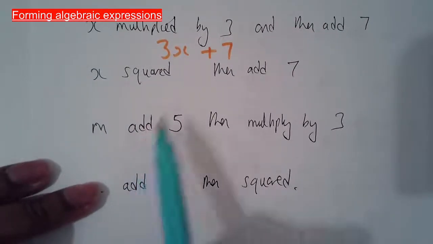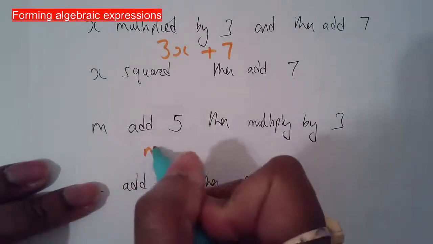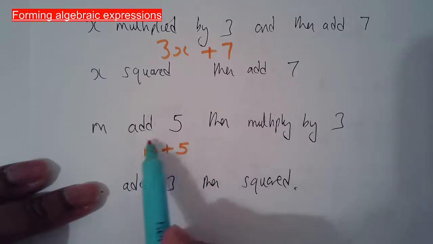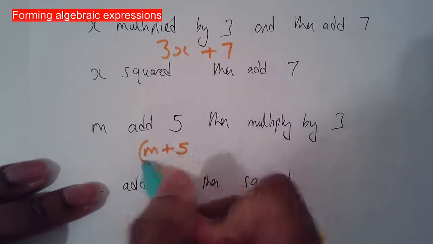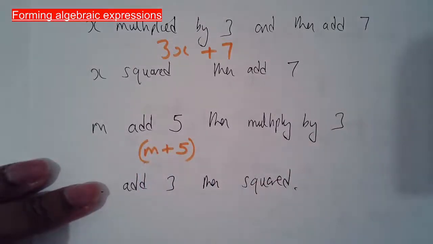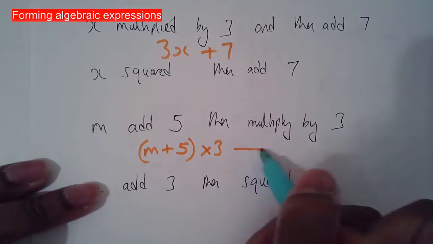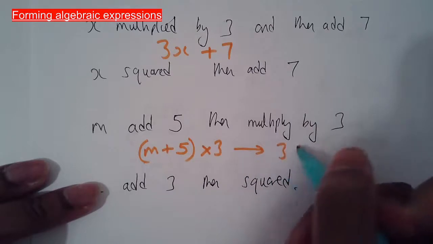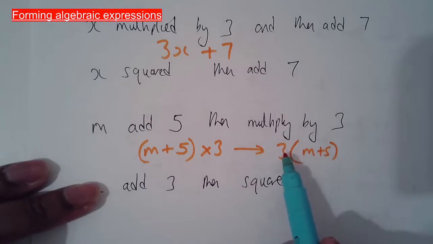Right, this one, you've seen this one, but this one is slightly different. It's m add 5, or you could write 5 plus m, same thing. And then you're multiplying everything here by 3. So you multiply everything, all of that, so put a bubble around it. We don't call it bubble, we call it brackets. Multiply it by 3. You can write it like this if you want to, but it's better to put the number in front of the bracket. So that's 3 multiplied by m plus 5. And once again, there's an invisible times sign between the number and the bracket.